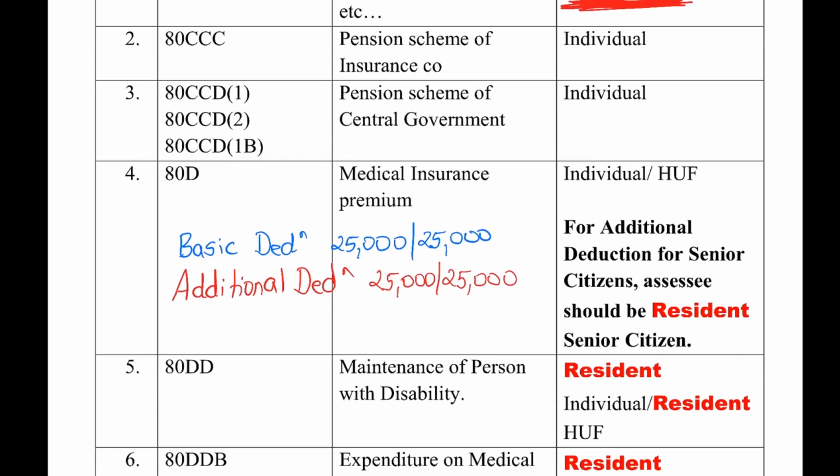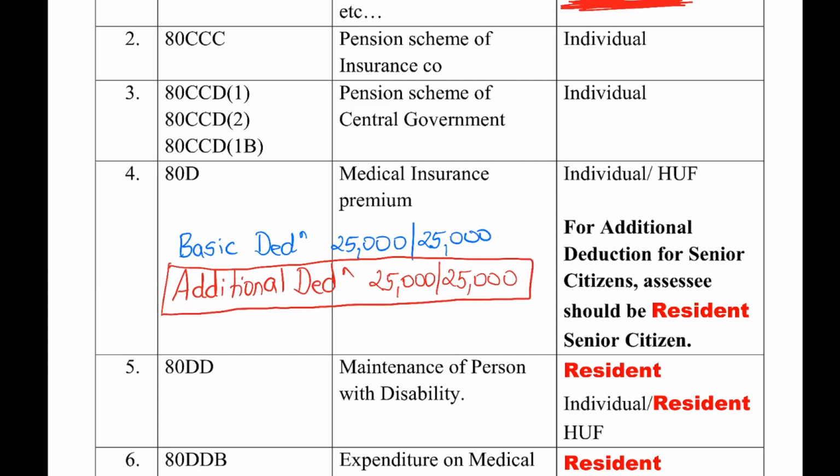Now a very important area which I want to touch today is 80D. When you pay medical insurance premium for yourself, you get a deduction of 25,000. If you pay medical insurance premium for your parents, you also get 25,000 deduction. Now this is a basic deduction which is available whether you pay for yourself or whether you pay for your parents. But the point which I want you all to concentrate on is this additional deduction which is available only to senior citizens.